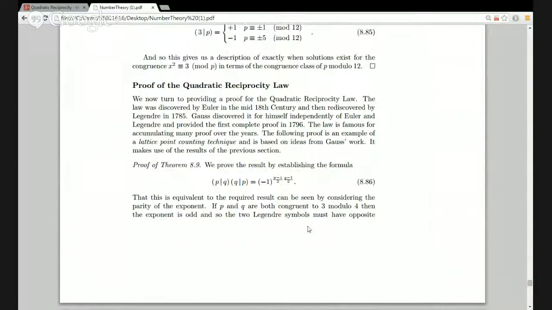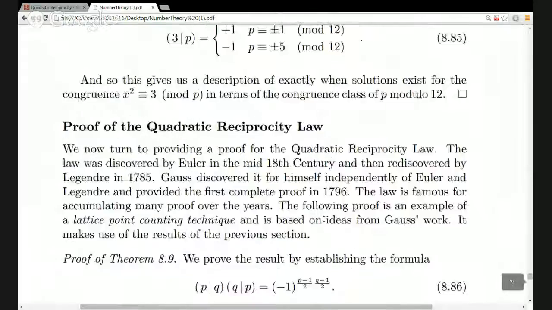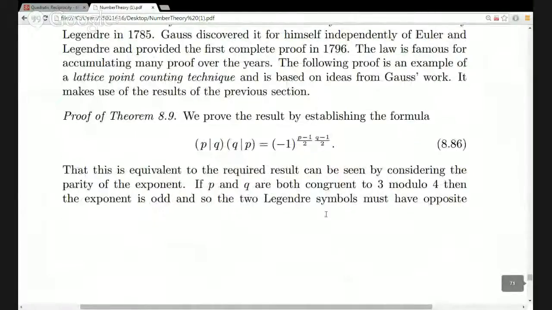But to prove quadratic reciprocity... I've got quadratic reciprocity gone from the board, but quadratic reciprocity is equivalent to this expression here: the product of the two Legendre symbols, (p/q) and (q/p), is -1 to this interesting power, (p-1)/2 times (q-1)/2.